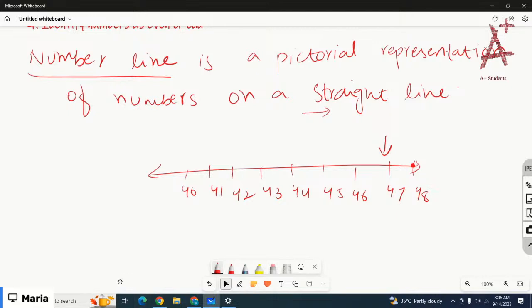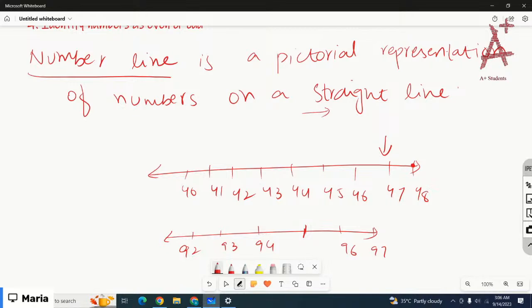Okay, let's do another example. You are given a number line. You have to find the missing number, right? You can see here is a line with no number mentioned on the line. So you have to find the missing number.